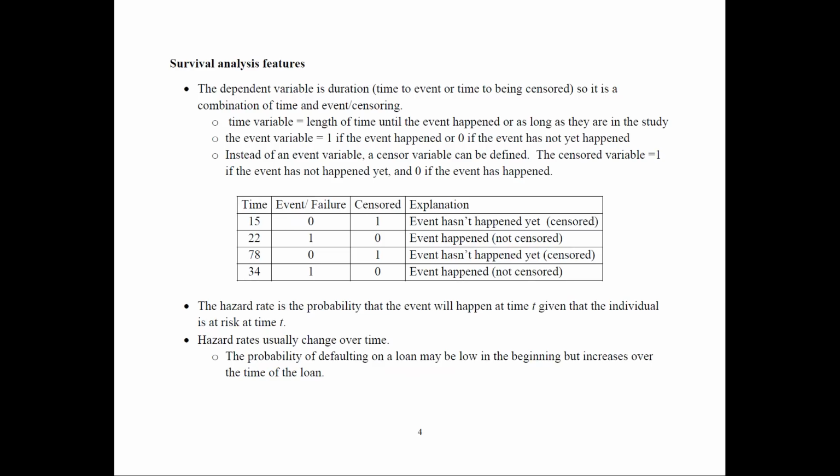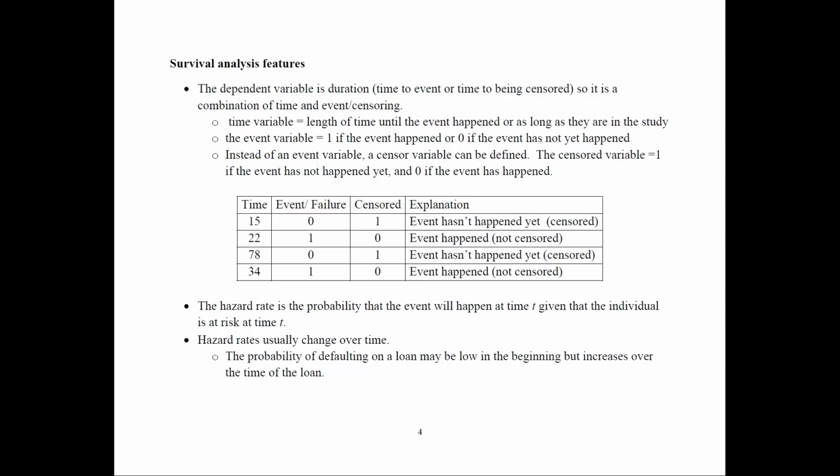So now the dependent variable would be a duration, would be time to event or time to being censored. So it would be the number of periods, and this is what we will have recorded in the data. But the dependent variable is two things combined into one. The first one is the time variable, the length of time until the event happened, or as long as they're in the study.